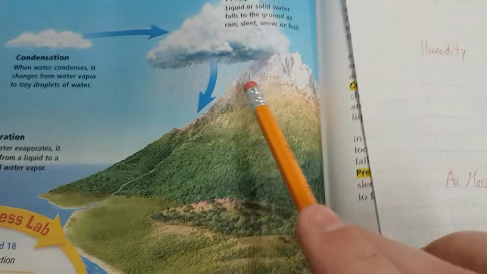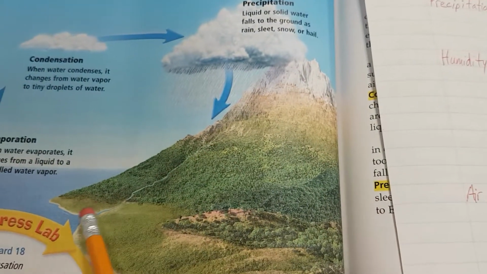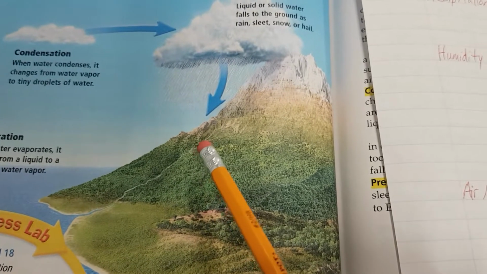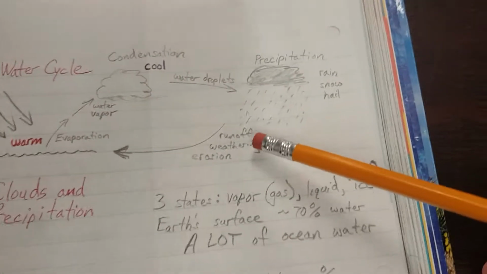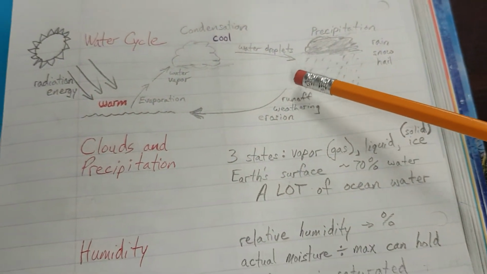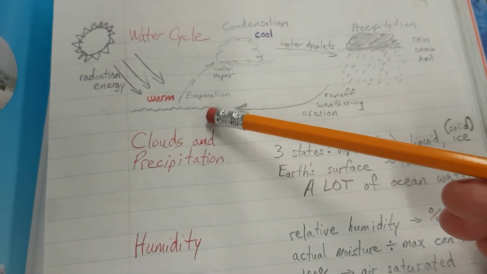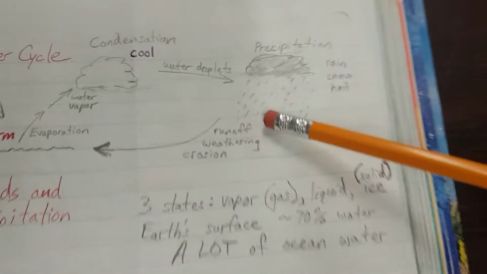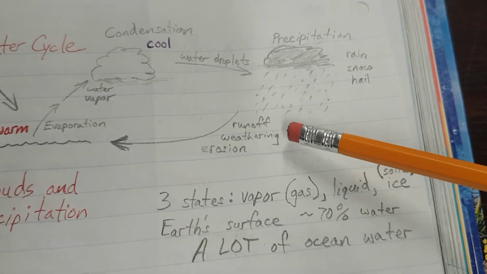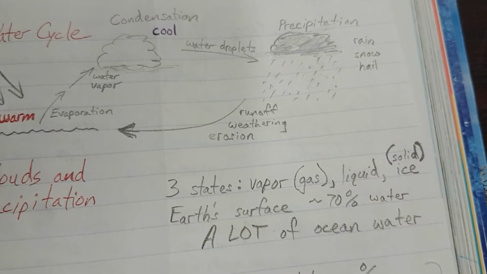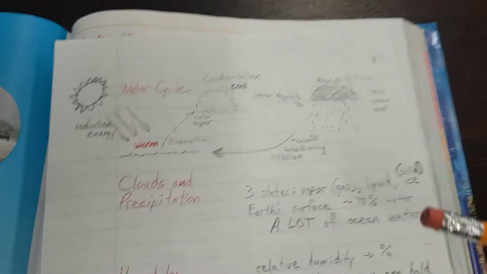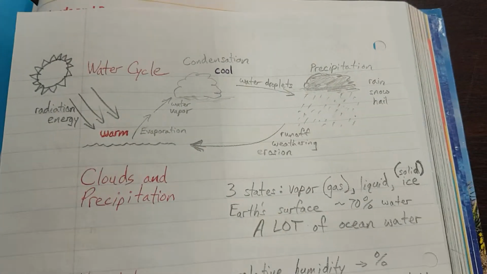Okay, then, rather than draw the mountain and the river and all this kind of more complex stuff, I just reminded myself that yes, that water goes back out to the oceans or the lakes or the rivers, and we call it runoff, which causes weathering and erosion. So that's how this whole water cycle ties back into landforms and things we learned earlier.